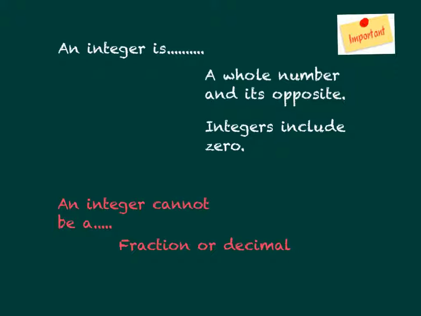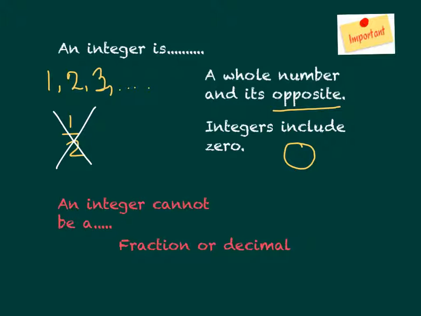Whole numbers look like 1, 2, 3, and so on. So we can't have something like 1/2. That is not an integer. Integers also include 0. That's very important. 0 is an integer. The other important term is opposite. So it's a whole number and its opposite.